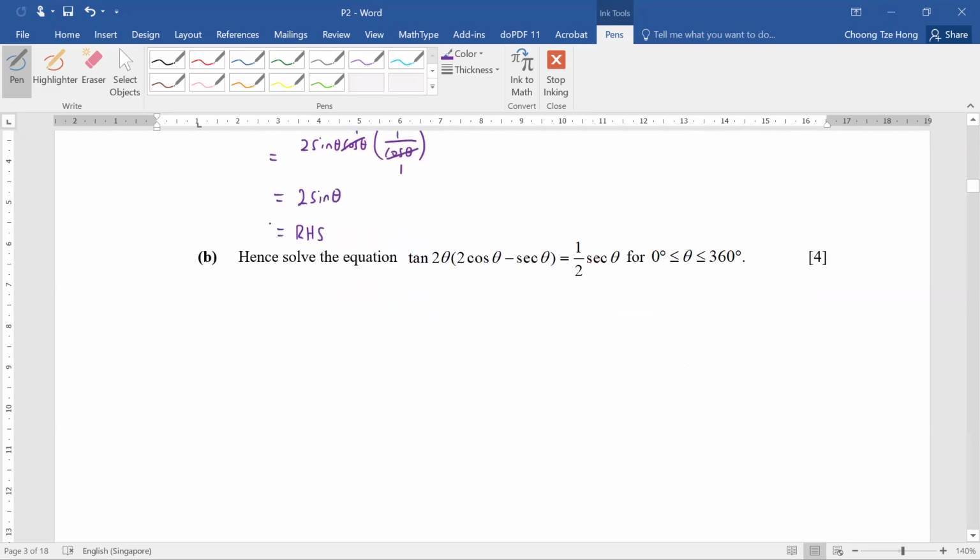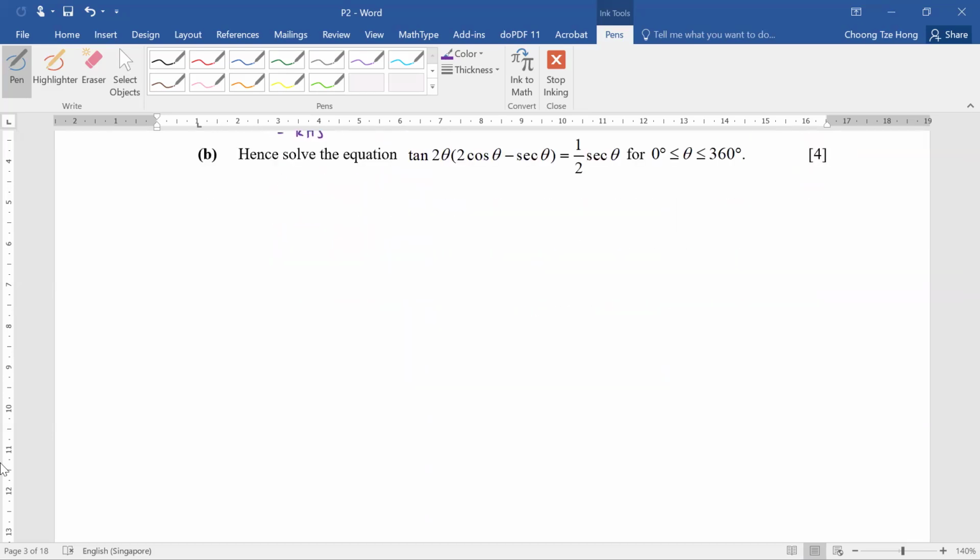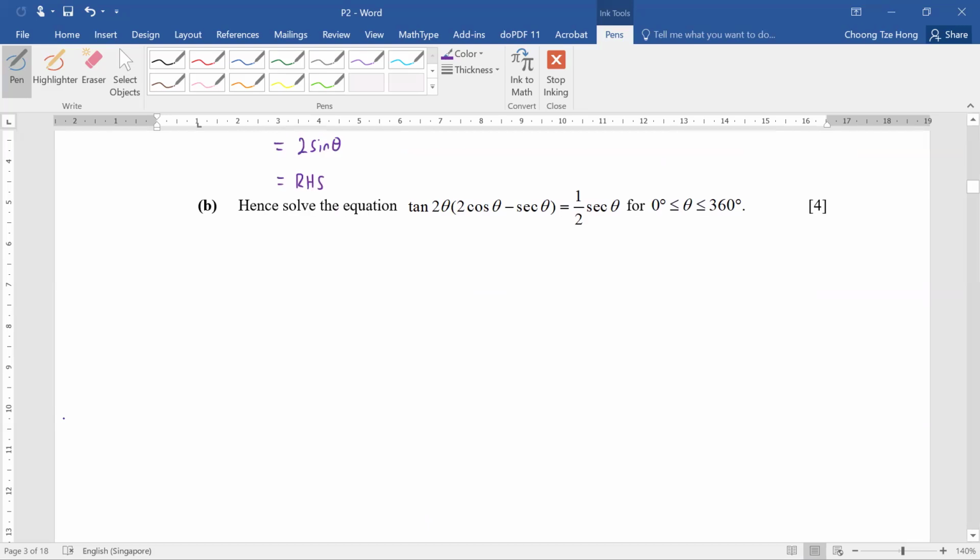Now let's look at part B of the question. So part B, we have tangent 2 theta. They want to solve the equation: tangent 2 theta times 2 cosine theta minus secant theta is half secant theta. So you should realize that this left side of the equation is what we have proven previously. We have shown that this thing is actually equal to sine 2 theta. The question says hence, that means they want us to make use of what we have obtained in the first part of the question to help us solve the second part.